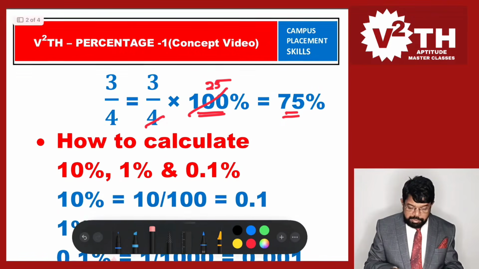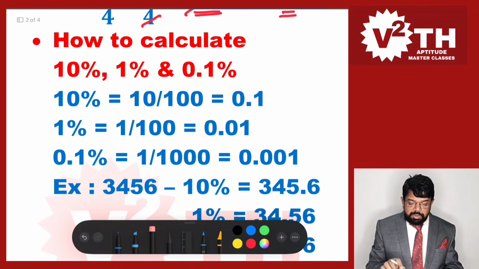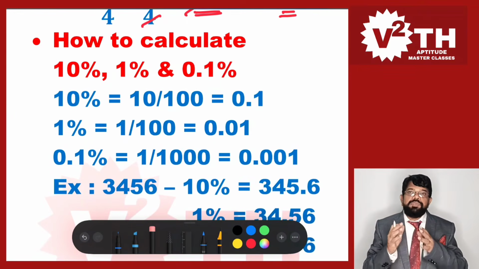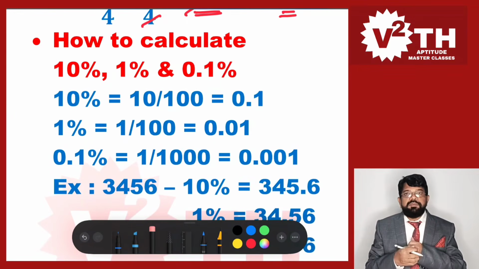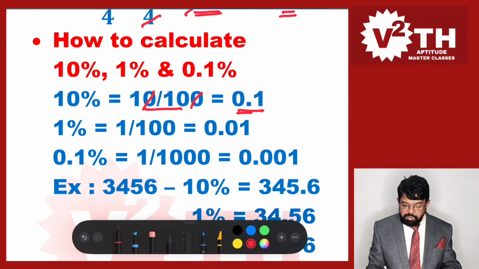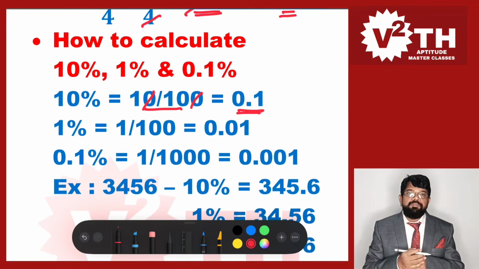How to calculate 10%, 1%, 0.1%. Very, very important calculation. By using this, we can calculate any percent. We know 10% means, so what is 10%? 10 by 100. 10 by 100 means 1 by 0, 0 gets cancelled. 1 by 10, 1 by 10 can be written as 0.1.